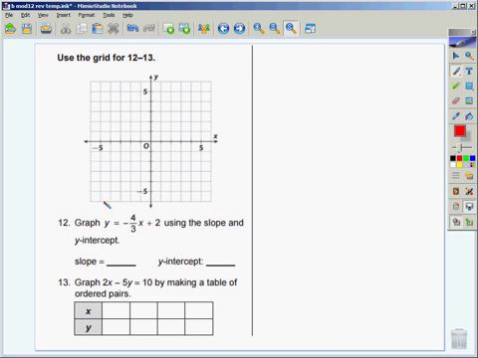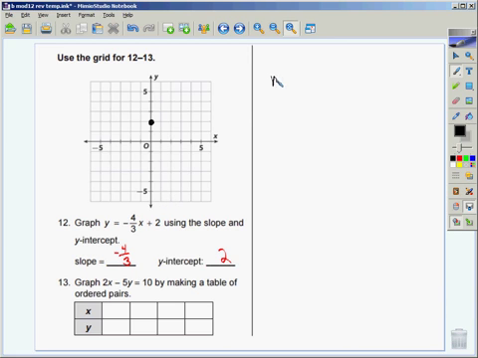Number 12, they asked me to graph it and identify the slope and the y-intercept. Well, before I graph it, I'm going to identify the slope. What's the slope? -4/3. What's the y-intercept? 2. Remember that when you're looking at it in this form, the y-intercept is where I start on the graph. So I'm going to start 2 units up on the y-axis.